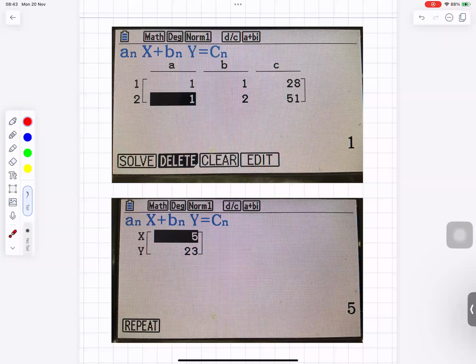Bear with me. I go straight to my calculator to do simultaneous equations. I put in the numbers 1, 1, 28, 1, 2, 51, and it gives me the two answers, 5 and 23.